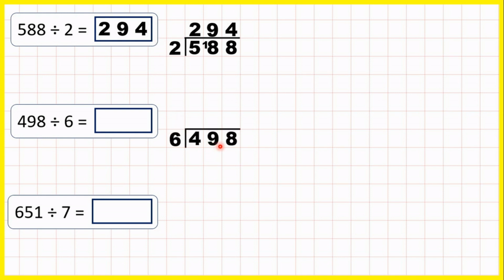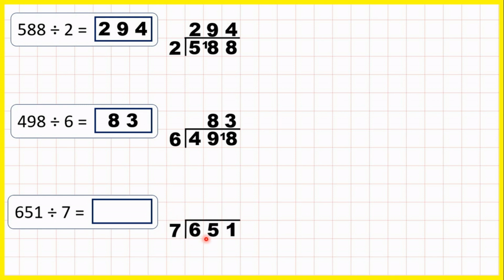Now 498 divided by 6. If we look at the first digit, we can see that it's less than the number we're dividing by, and when that happens, we can take the first two digits together. So instead of 4 divided by 6, we can do 49 divided by 6. That's 8 remainder 1, because 8 times 6 is 48, but then we need one more to get to 49. So now 18 divided by 6 is 3, because 3 times 6 is 18, so our answer is 83.